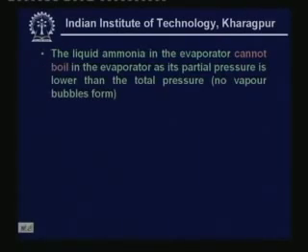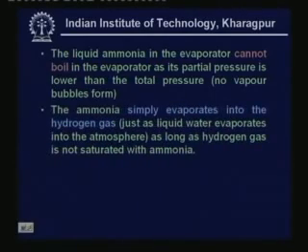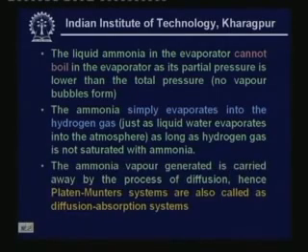Now, the liquid ammonia in the evaporator cannot boil as its partial pressure is lower than the total pressure. So, this is one subtle difference between this system and the earlier system. Here, because of the presence of hydrogen, boiling cannot take place. What takes place is evaporation. That means, you will not find any vapor bubbles here, simply the ammonia liquid evaporates into the hydrogen gas. So, this is somewhat similar to the evaporation of liquid water in the atmosphere. Okay. This takes place as long as hydrogen gas is not saturated with ammonia, and the ammonia vapor generated is carried away by the process of diffusion.